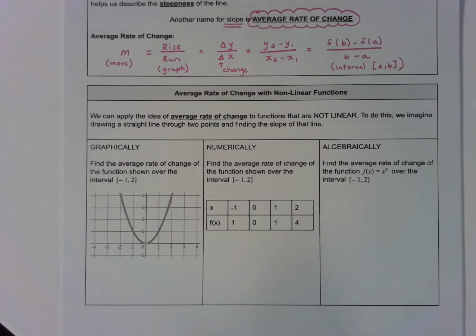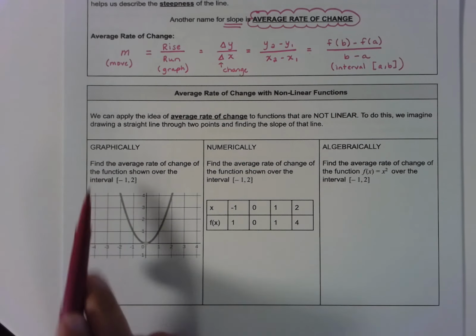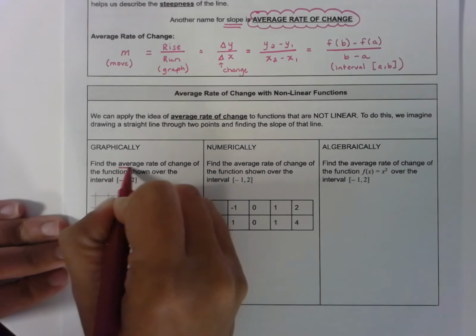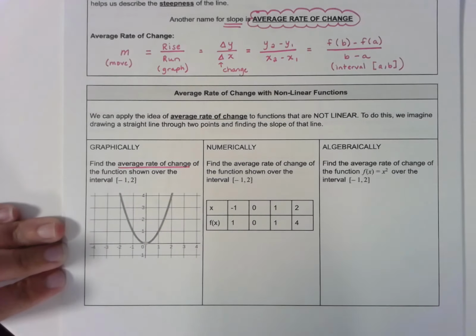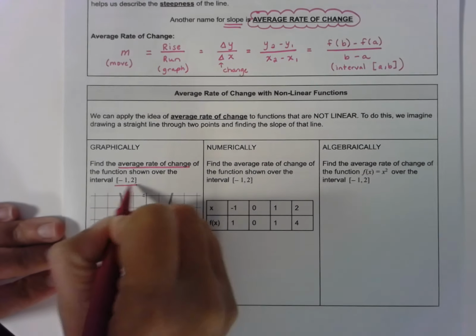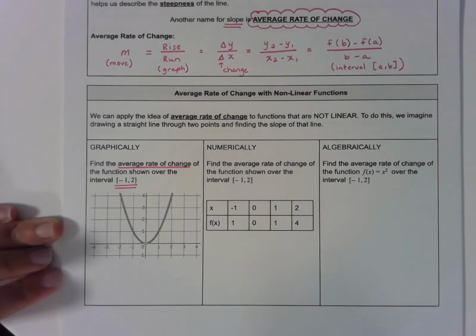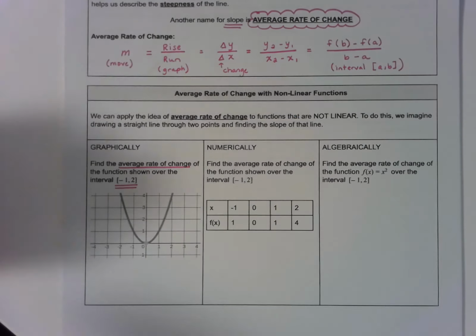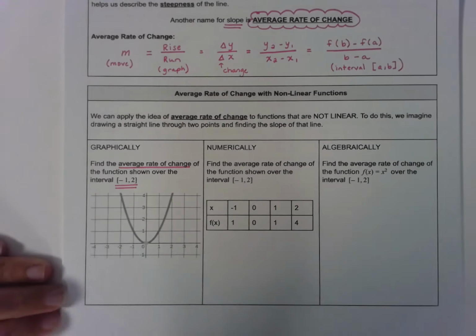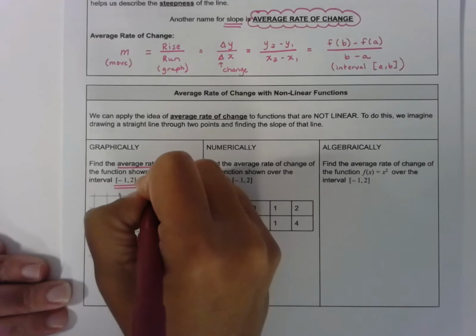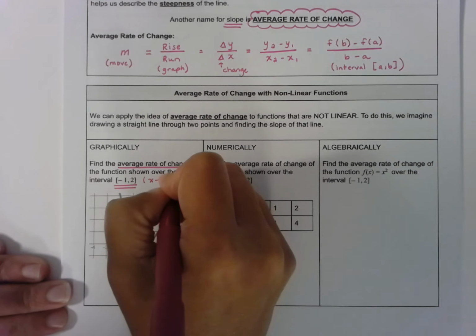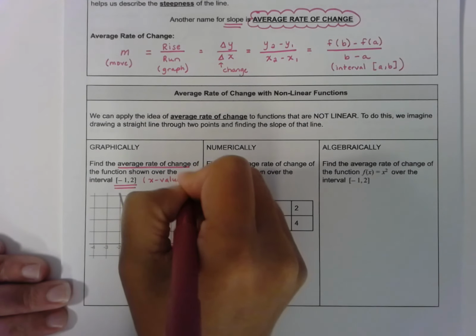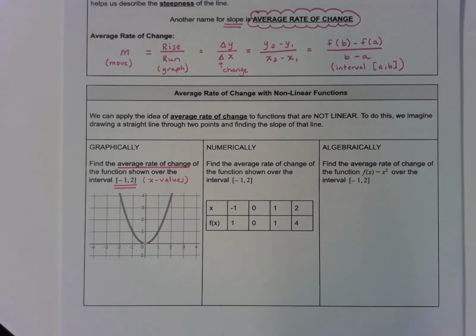For example, if I was given this graph and I was told to find the average rate of change of the function over the interval from -1 to 2. The important thing to remember here is that in interval notation, each of these values are x values. So on the graph, the first thing I would do is locate those values.